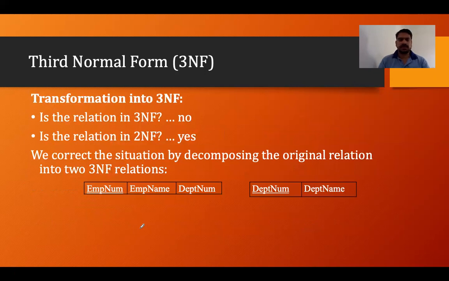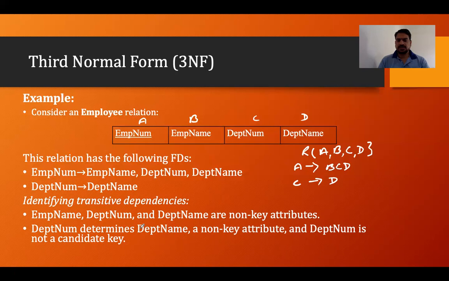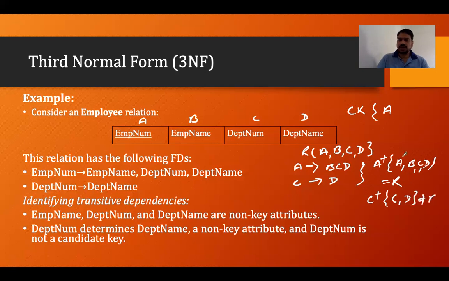We'll find out why. Is the relation in second normal form? For that, we'll find the closure. What is A closure? A closure will be A. A is determining B, C, D, which is equal to R. It means we have the candidate key A. C closure, what is C closure? C closure will be C. C is determining D, so D will be there, which is not equal to R. It means that we have this candidate key and this is the primary key also. Okay. Now, if A is the primary key, then what will happen?